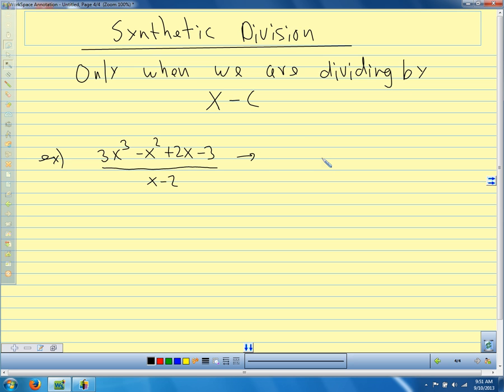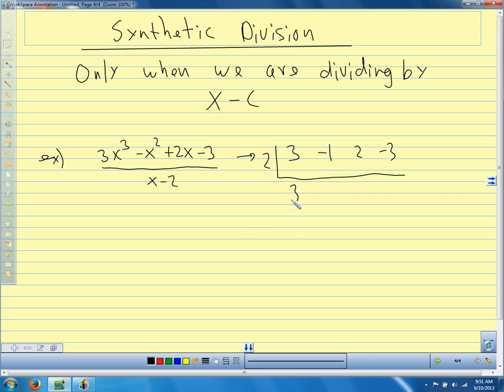So what we do for synthetic division is I'm just going to write the coefficients. I need to make sure that my powers of x are in descending order and that I put a 0 in as a placeholder for any that are missing. So I'm going to put a 3, negative 1, 2, negative 3. I like to do it with a little bracket. And then we put just the c here. So for this case, it would be 2.